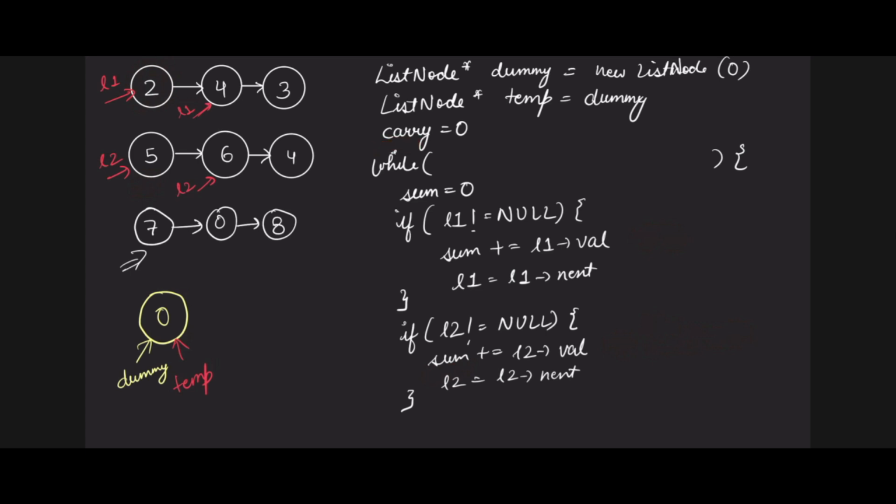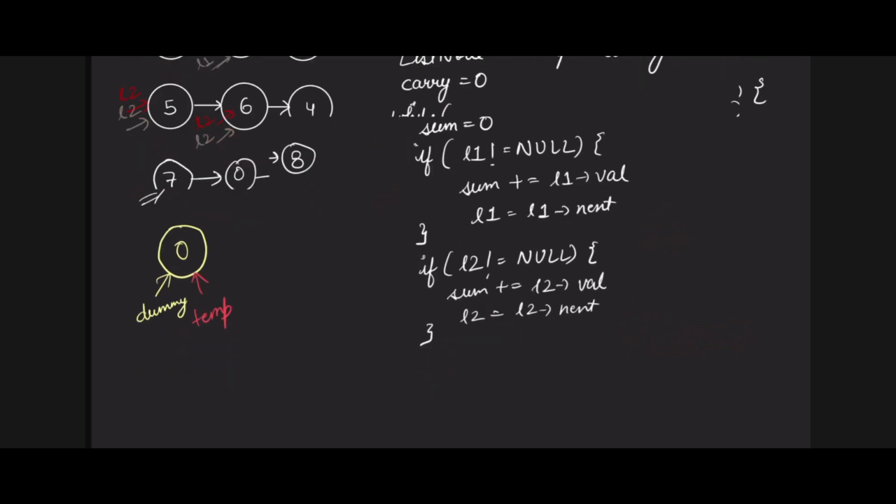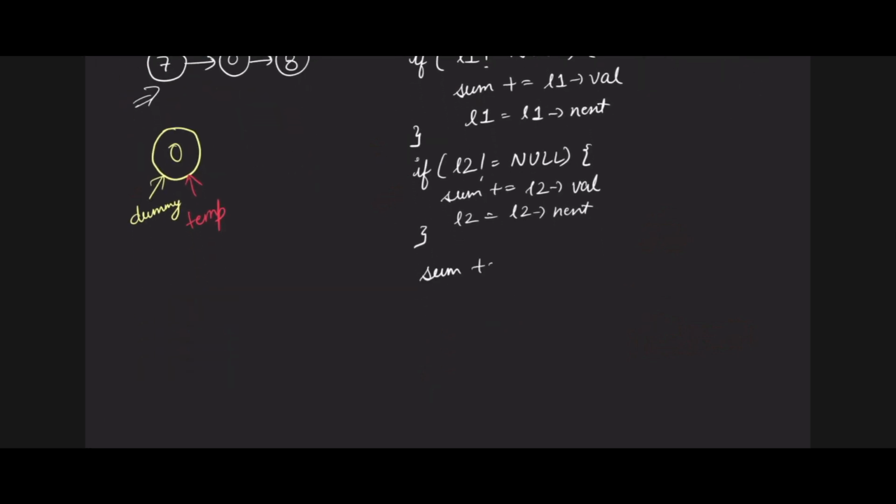And whenever the carry is not 0, we need to add it in our sum. So we'll do sum plus equals to carry. We'll add the carry also in our sum. Now, when you have calculated the sum, you need to change the carry. You need to update carry for the next set of digits, right?